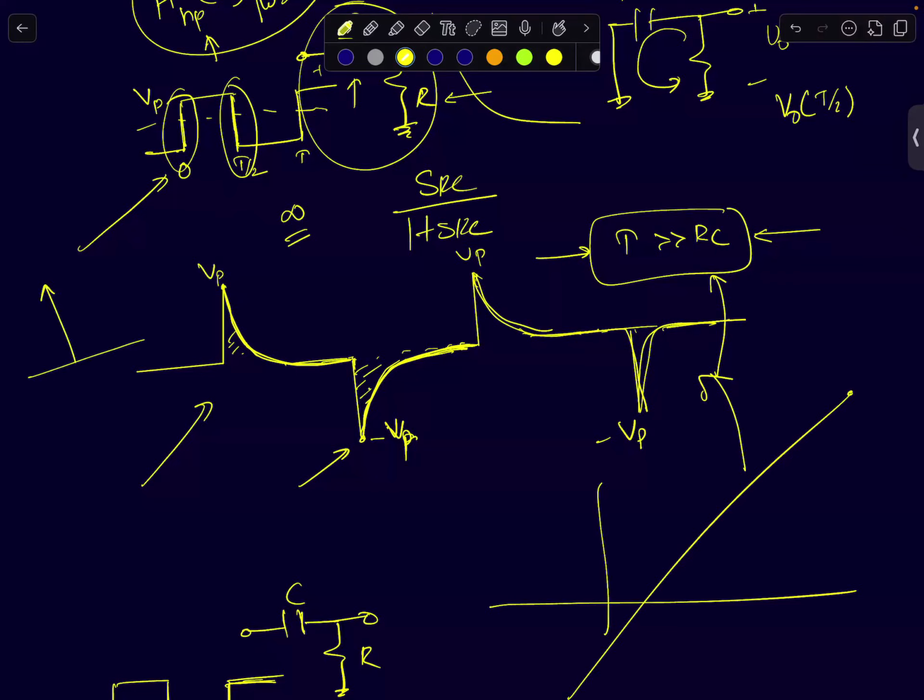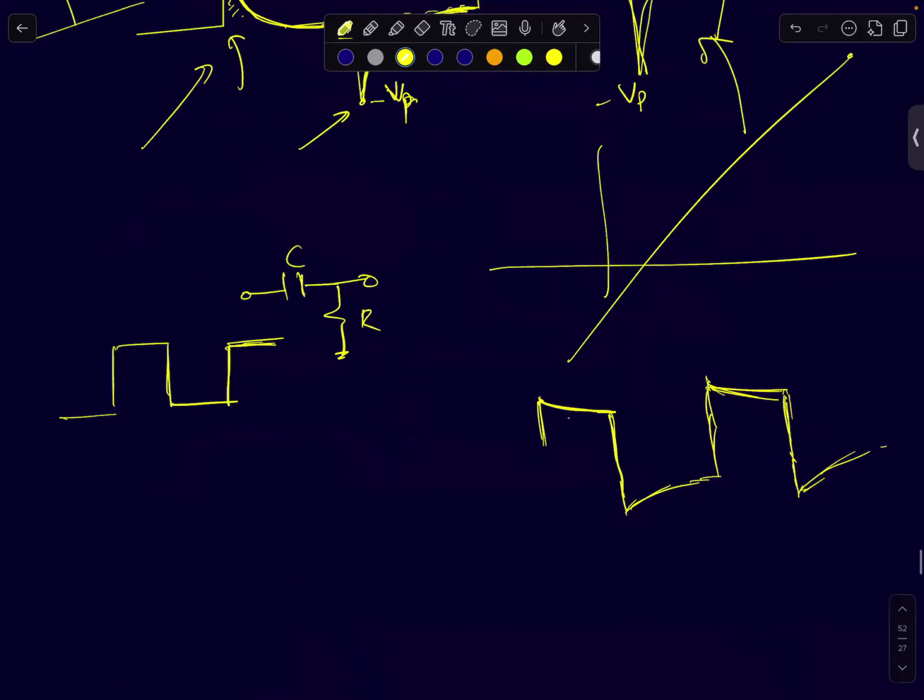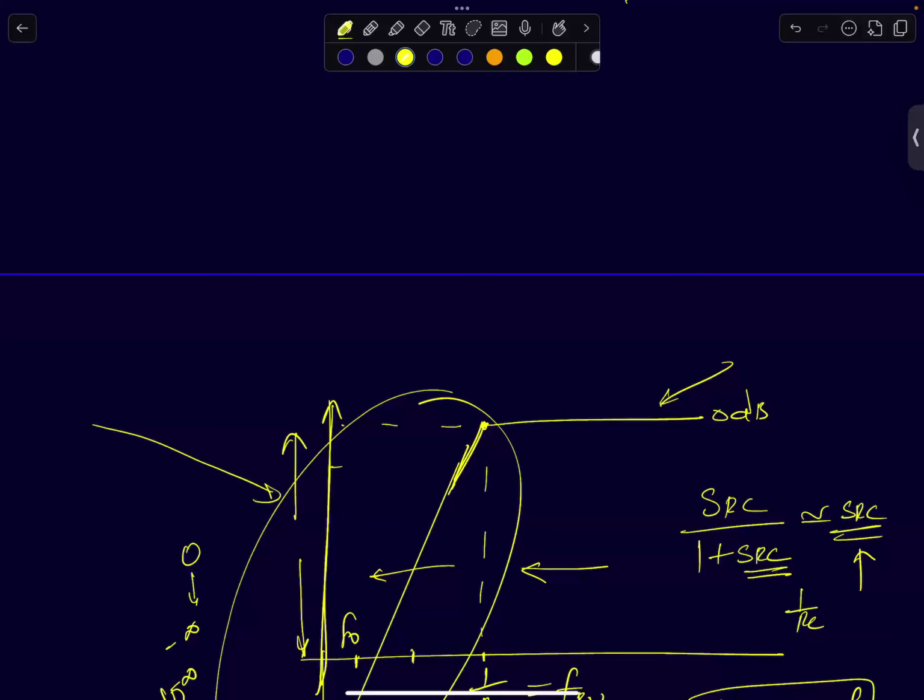But here, if you observe this waveform, the peak value it is reaching is the same as the input peak. And that follows from the fact that the high frequency gain of a first order high pass filter is 1, or 0 decibels. So the sudden change in the output cannot exceed the change in the input. If your input changes by Vp, then the output can at max change by the same Vp volts. So that follows from the fact that the infinite frequency gain is 1.